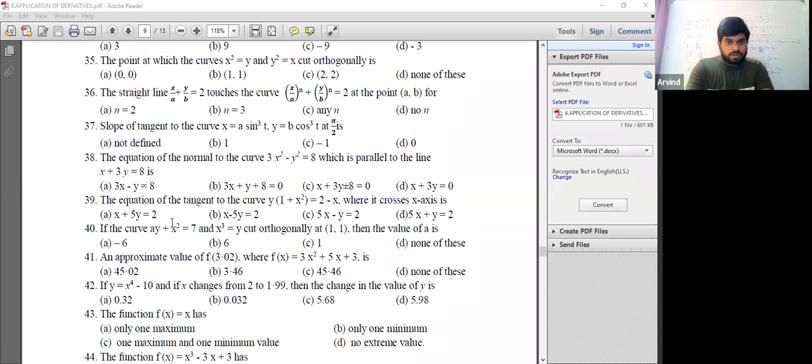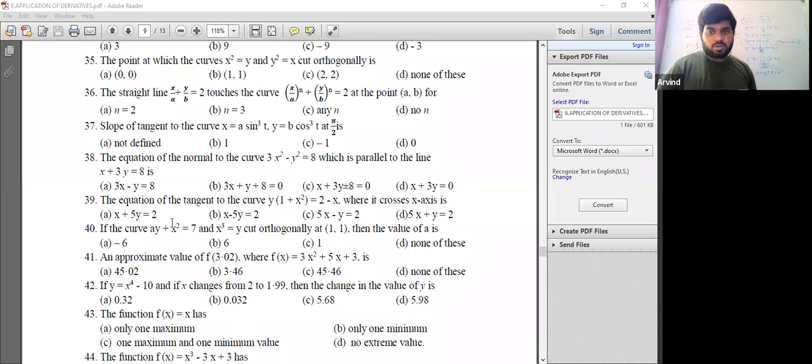The equation of the tangent to the curve y(1 + x²) = 2 − x, where it crosses the x-axis, is. Okay, we are supposed to find the equation of the tangent here, and the curve is crossing the x-axis. So we have to find the equation of the tangent.